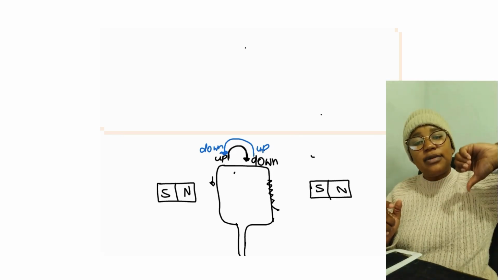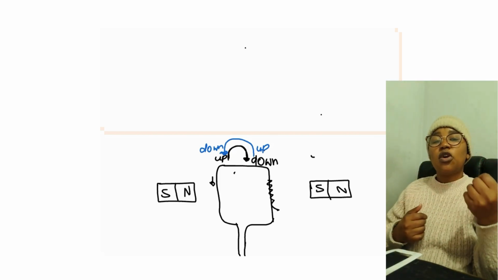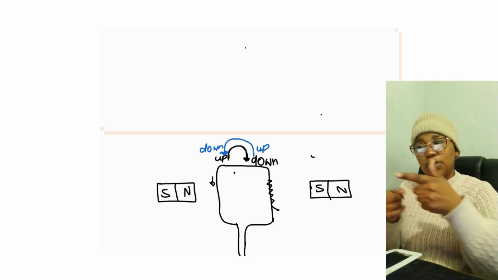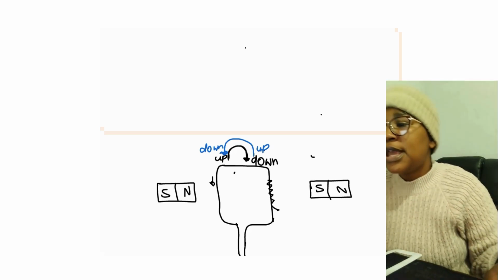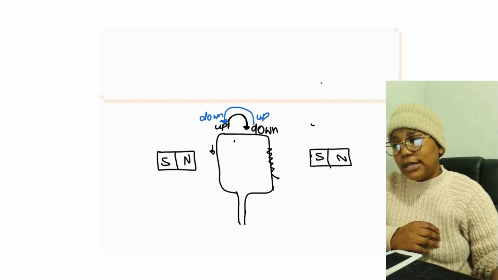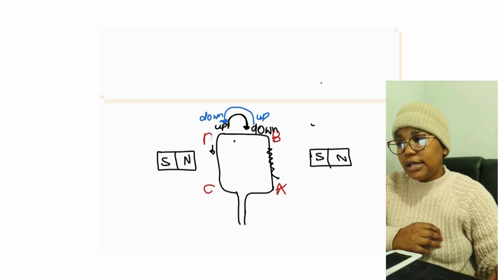The thumb facing down means it's the side that goes down. So that's how we're going to use clockwise and anti-clockwise: the thumb and also the arrows on the diagrams. And now let us have a look at an example. I'm just going to label my diagram A, B, C, and D.